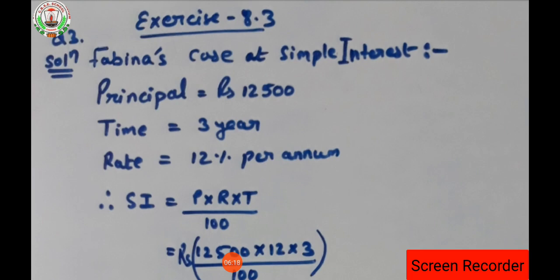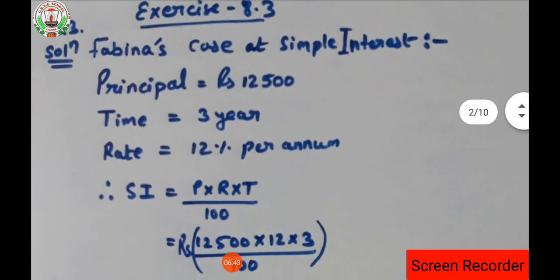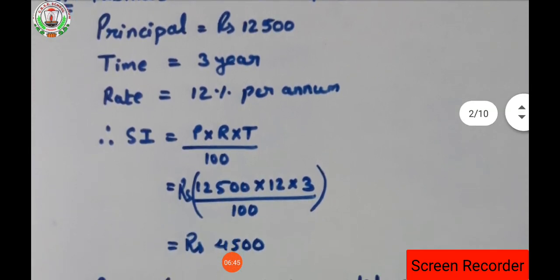In Fabina's case, there are two persons, Fabina and Radha. For Fabina's case it is very clearly said in the question that we are going to find the simple interest, whilst for Radha's case we are going to find the amount as well as the compound interest, isn't it? In both persons the principal will remain the same and the time will remain the same, but the rate of interest will be different. So principal for Fabina is 12,500, time is 3 years, rate is 12%.